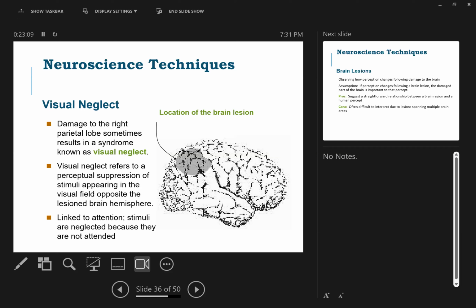Visual neglect really refers to the perceptual suppression of a stimulus appearing in the visual field opposite the lesioned brain hemisphere, because that's what the brain does. It flips not only horizontally, but also vertically. Later on, we look at maps of where the visual input maps onto different brain areas, and the brain flips them in both ways, because that's how a lens works. If you look at something through a lens, it flips the figure because of the way light travels, and our eyes are like a lens, so they flip the image in both ways.